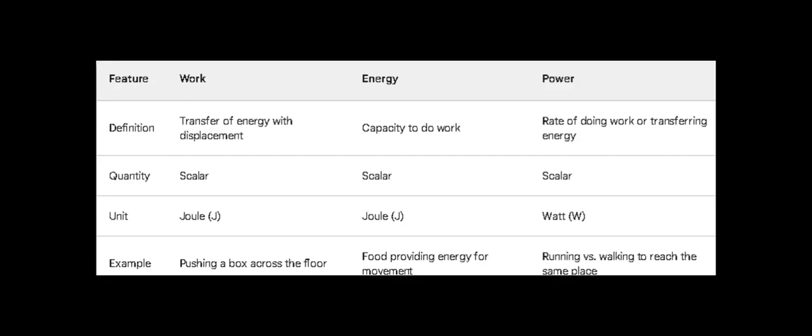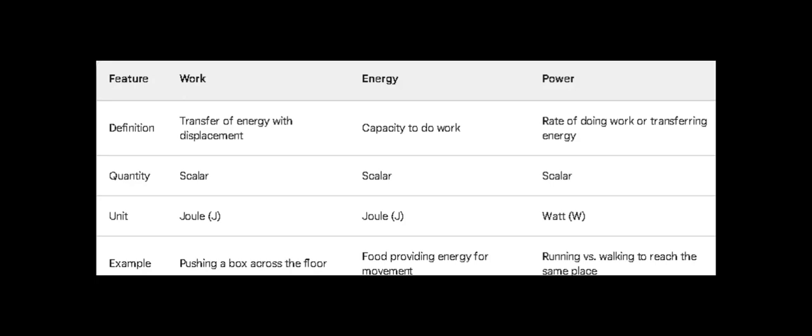Power. Power tells you how quickly work is being done or energy is transferred. It's like the speed of work or energy. Imagine lifting a box. Doing it slowly uses less power than lifting it quickly, even though the same amount of work, moving the box, is done.